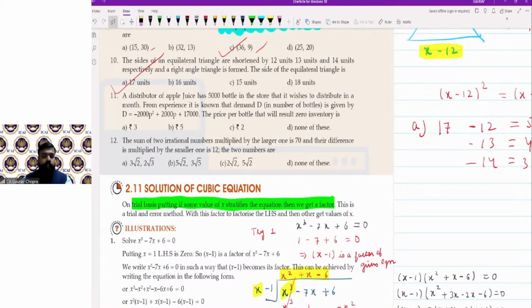Now there is question number 11. A distributor of apple juice has 5,000 bottles in the store. Store में उसके पास juice की 5,000 bottles available है. And it wishes to distribute in a month. और पूरे एक महीने में उसको distribute कर लेना है. Now from experience, demand का function हमें given है. And now we have to find out the price per bottle so that the inventory will become zero.